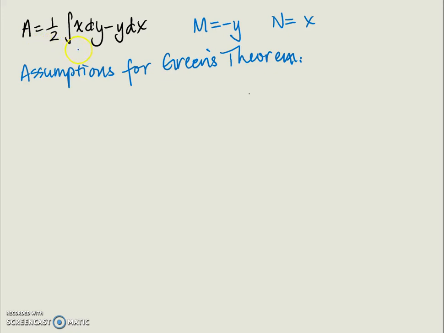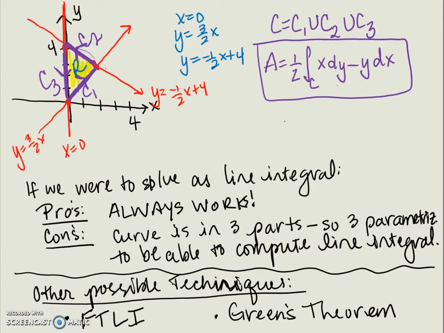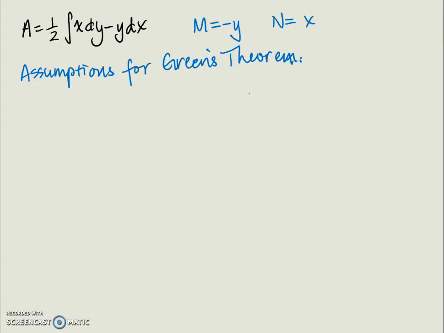So here's our line integral for area. Notice that I've identified my M that accompanies the differential dx and my N that accompanies the differential dy. And now we're examining for the assumptions of Green's theorem. So recall what our region looked like. Okay, a nice triangle in the plane. I could draw any number of open regions that surround it, so no difficulty there.